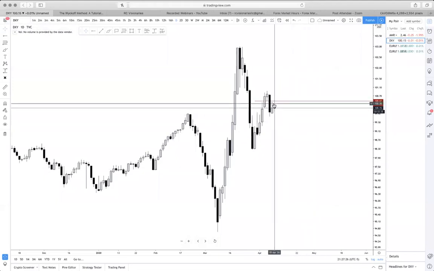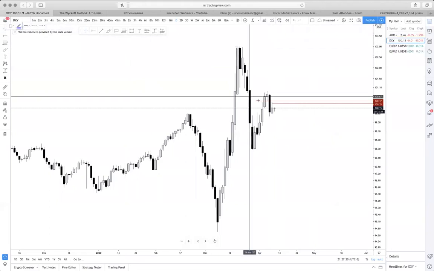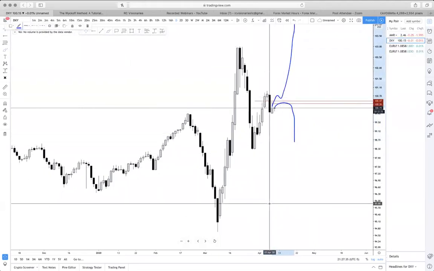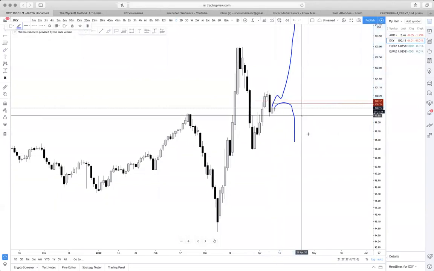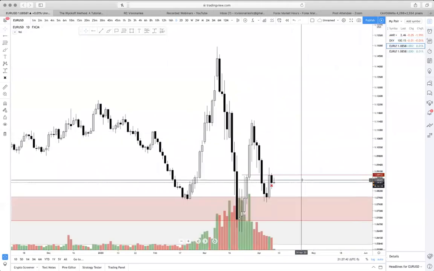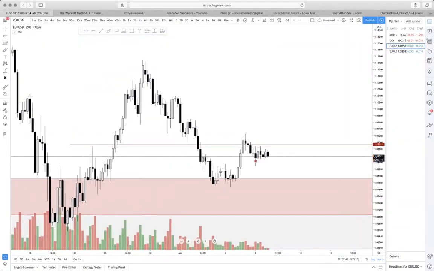So I would just like to see that mitigation hold previous structure and then roll over. If not, rip. So that's the cool thing about EU, which is why I hedged the sell up there, just because I wanted to see how this would play out.